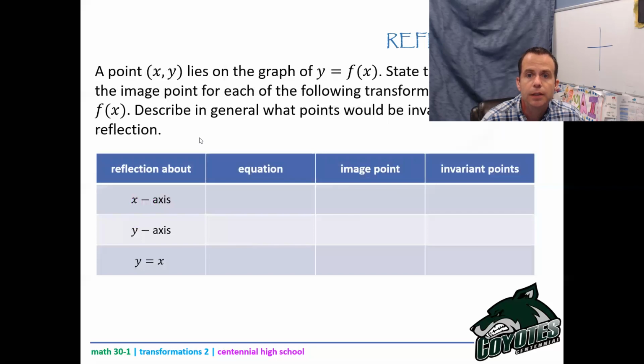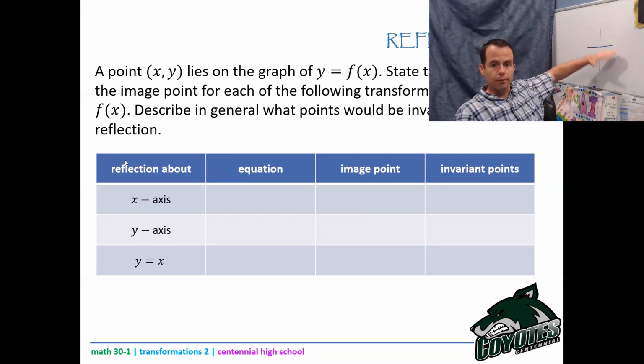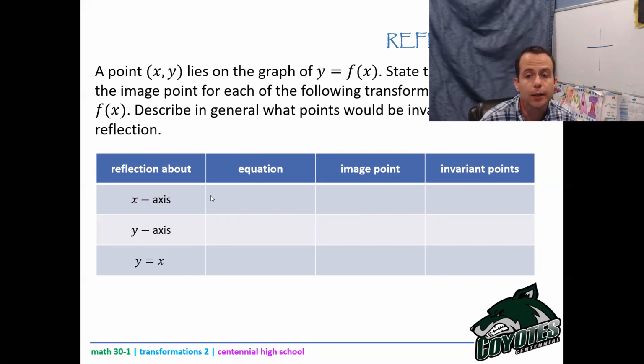All right, a point (x, y) lies on the graph of y = f(x). State the coordinates of the image point for each of the following transformations. Describe in general what points would be invariant given each reflection. So the first one is a reflection about the x-axis. If I reflect about the x-axis, that's a vertical reflection. The equation for that is when I replace y with -y, so that would be y = -f(x). The image point would be (x, y) maps to (x, -y).